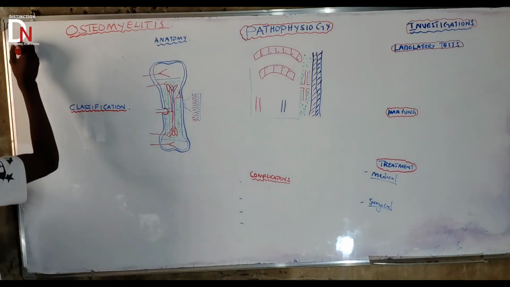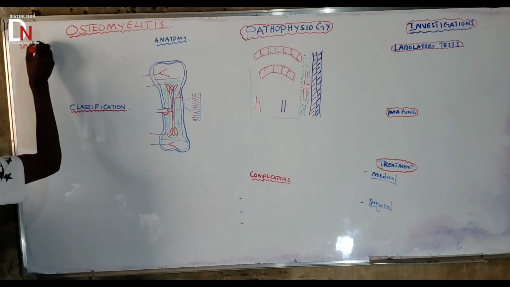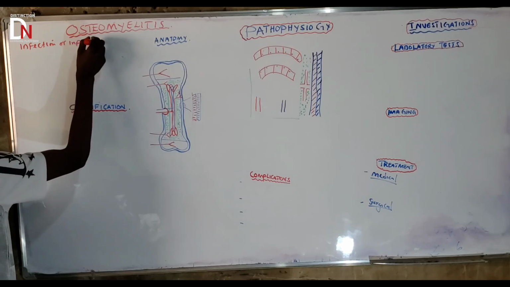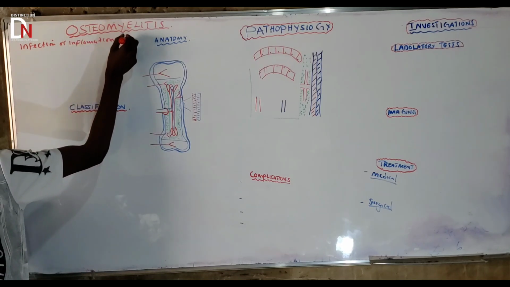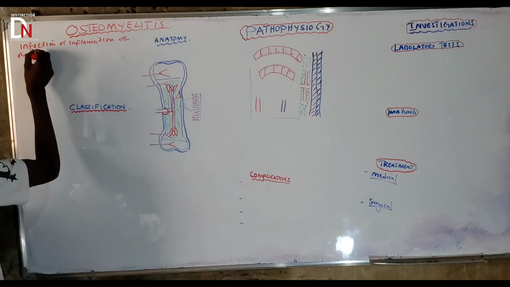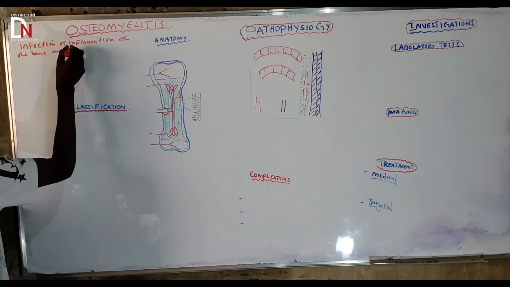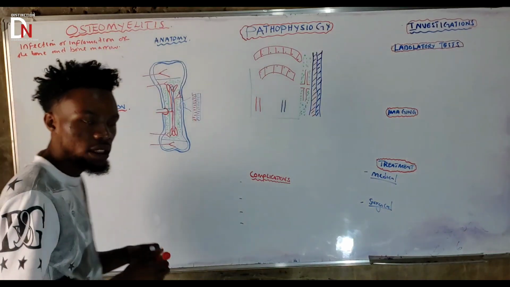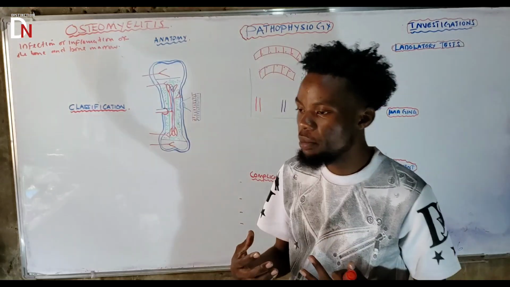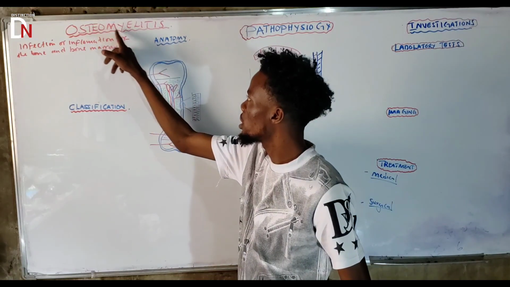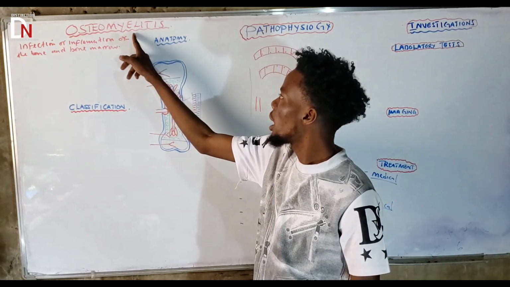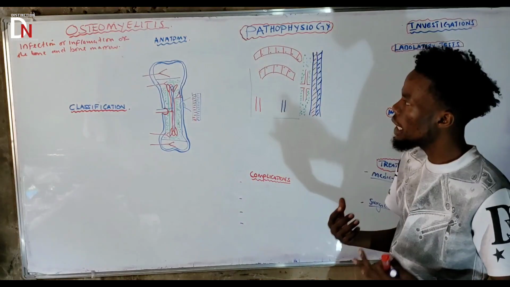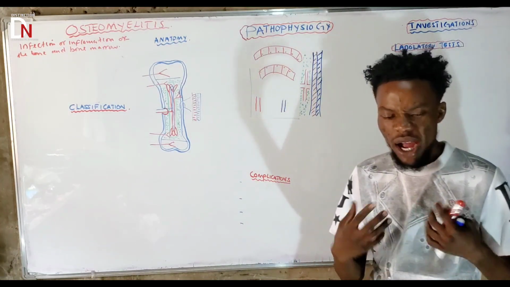So, what is the simplest definition of osteomyelitis? We're saying it is an infection or inflammation of the bone and bone marrow. Osteo means bone, myelo means marrow, and itis means inflammation. Now, the question you can ask yourself is: why study osteomyelitis?